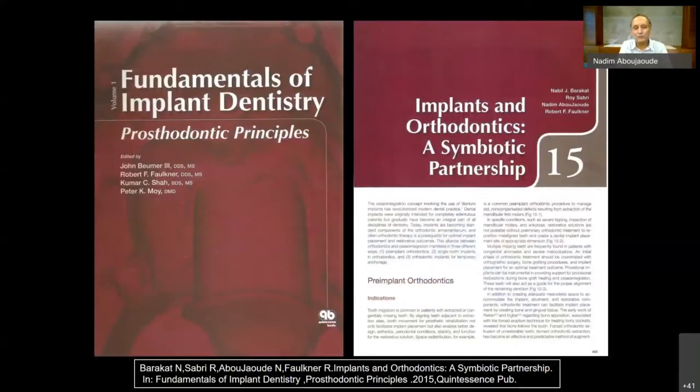I would like to start with this book that we co-authored with Professor Nabil Barakat, who lectured on Monday. This is a book about fundamentals of implant dentistry. We wrote, along with Professor Roy Sabri, the chapter of implants and orthodontics, a symbiotic partnership. The new edition of the book was due to come out with Quintessence in February 2020, but it has been postponed until 2021.